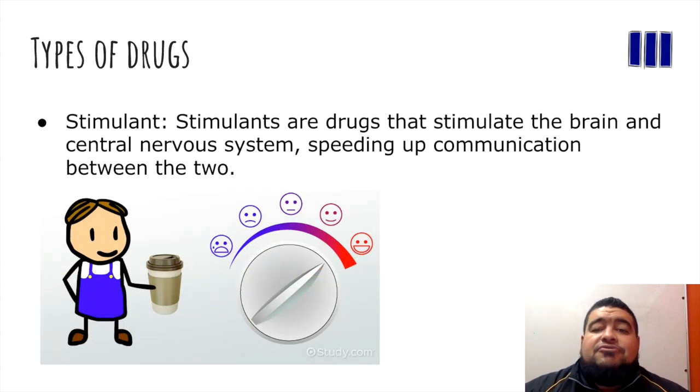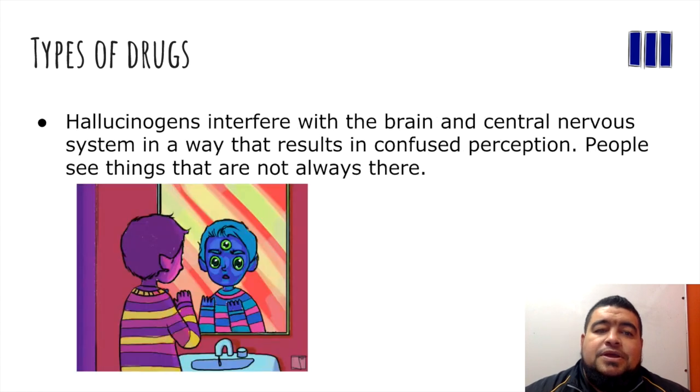Stimulants. These are drugs that stimulate the brain and the central nervous system. They speed up the communication between the two. And there's an example here of caffeine being one of those. Hallucinogens. These interfere with the brain and the central nervous system in a way that results in confused perception. People see things that aren't always there, like this poor kid who has some sort of funny elf ears and a third eye on his forehead.